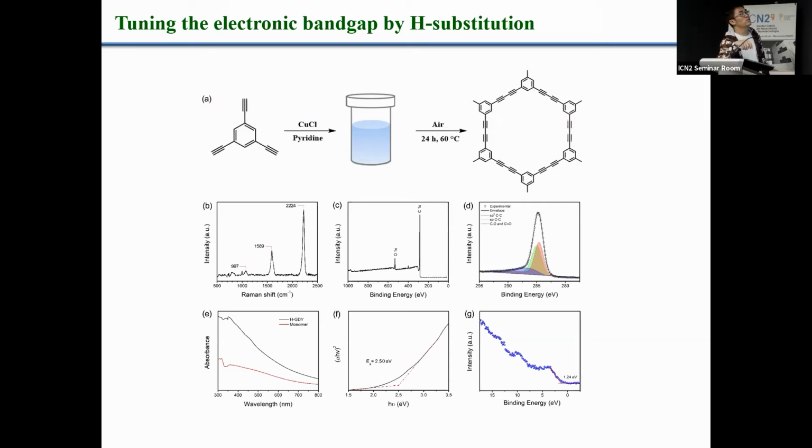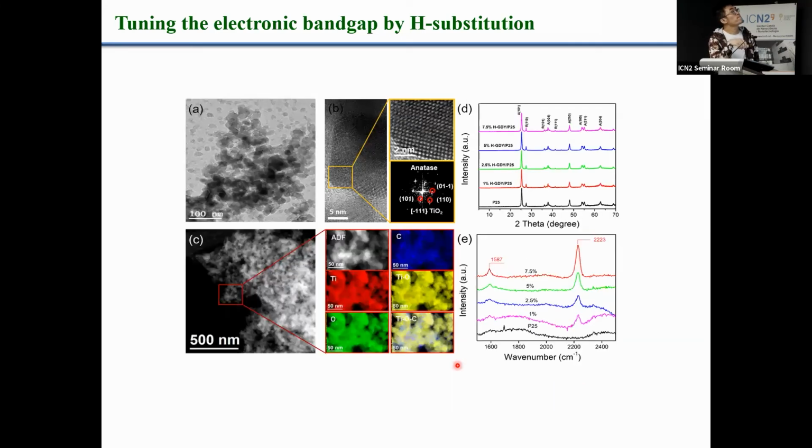And this hydrogen substituted graphene has a bandgap of about 2.5 eV, much larger than graphene, because graphene only has nearly 1 eV. And we hybridized graphene and H-graphene with TiO2, and we synthesized these hybrid photocatalysts, and these are some characterizations.